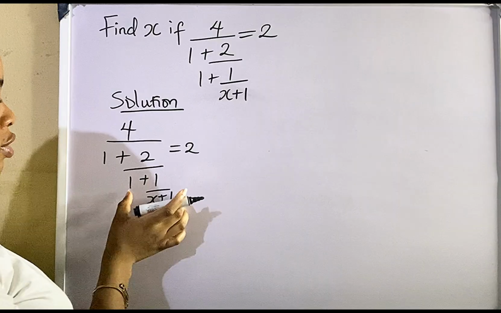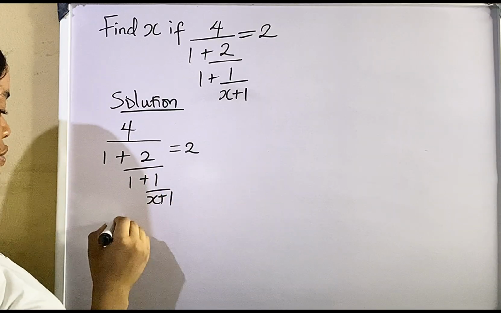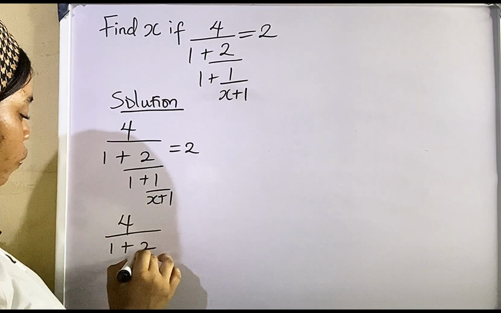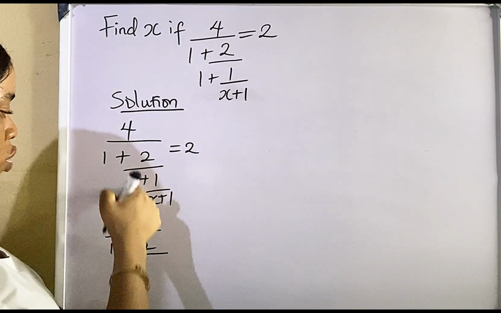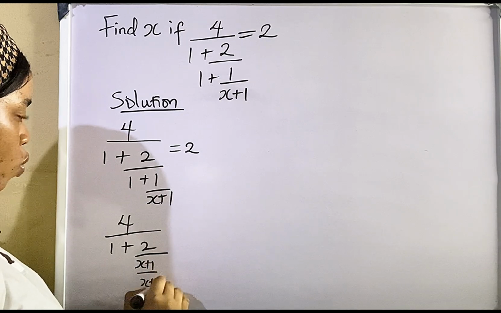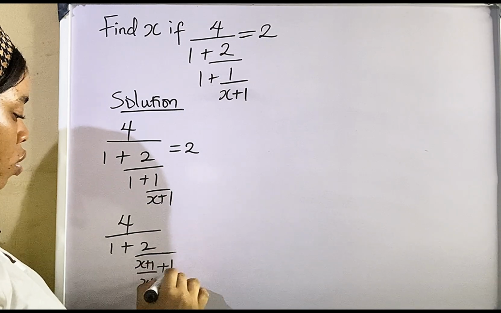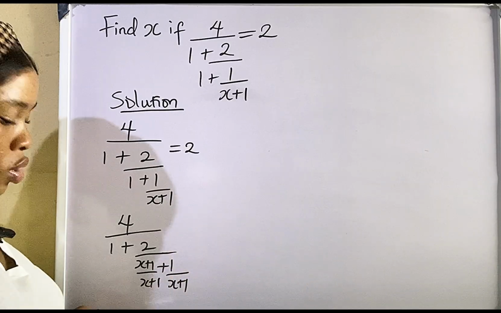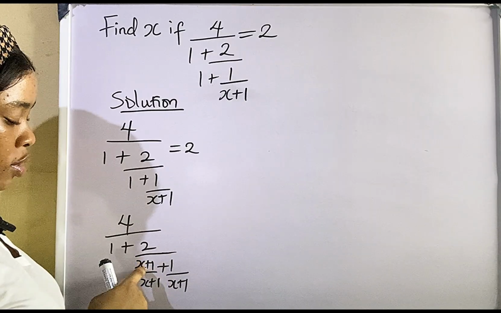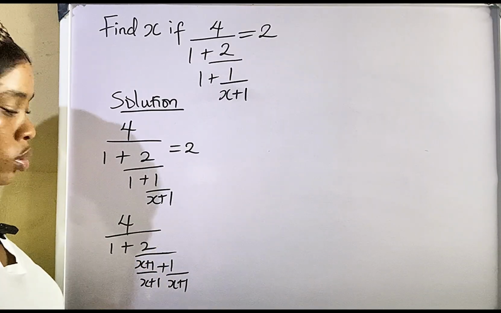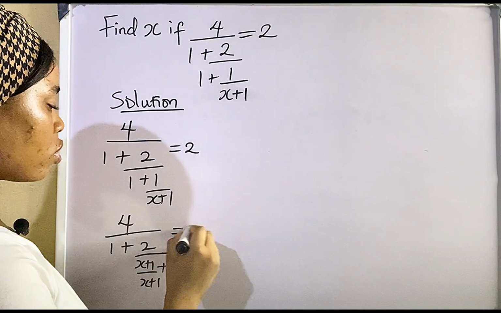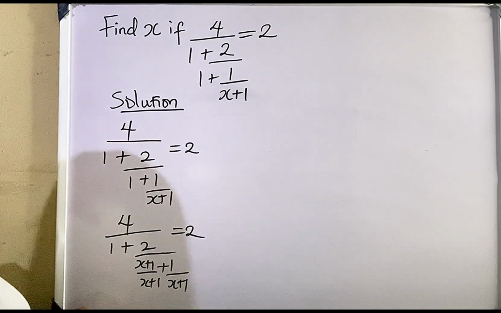Now this denominator can be written as 4 all over 1 plus 2 all over, and this one I can write as x plus 1 over x plus 1, plus 1 over x plus 1. The reason is that anything divided by itself is 1, so it doesn't change anything. This equals 2. So now let's proceed.